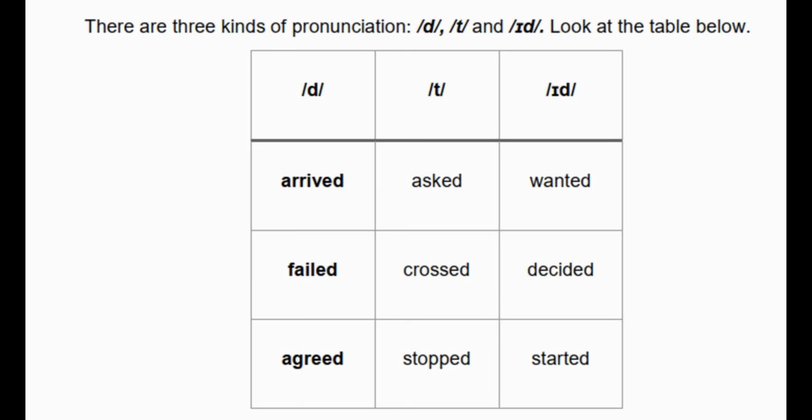There are three kinds of pronunciation: d, t, and id. Look at the table below. Let's read it together. Arrived, asked, wanted, failed, crossed, decided, agreed, stopped, started.